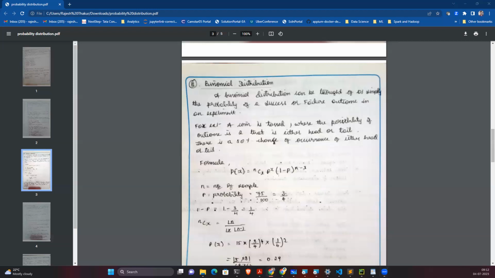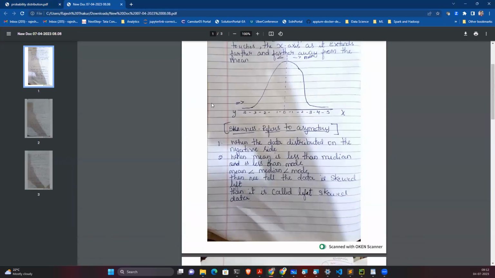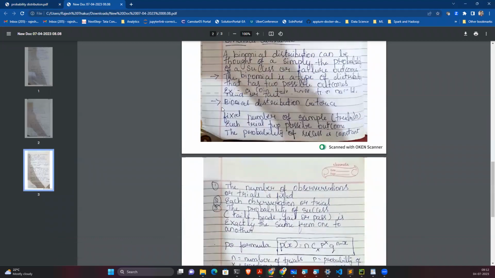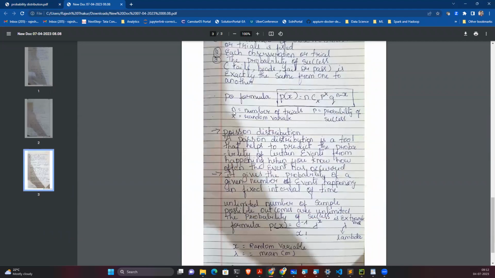Now I think I will move to Rupa. Let me open this. Okay. Yeah, Rupa, let's begin. So first shall I explain, sir, or do you want? No, you can go ahead. Binomial distribution, I think she already covered. Now you can go with the Poisson distributions. Yeah, Poisson distribution. Okay, sir.